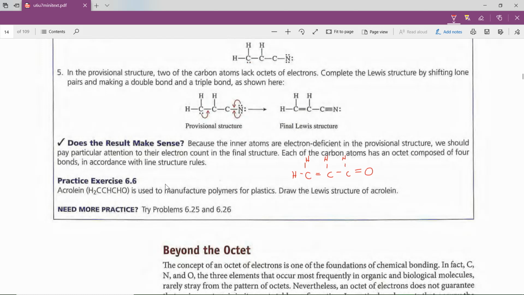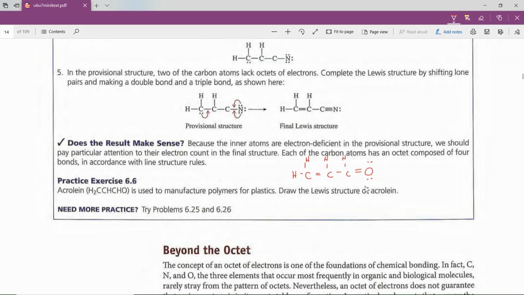Let's count how many valence electrons there are. Carbon: 4, 8, 12. Hydrogen: 1, 2, 4, so 16. Oxygen is 6, so 22. Then 2, 4, 6, 8, 10, 12, 14, 16, 18. Oh, see, I haven't finished. I've got to put the 2 lone pairs of electrons, 4 lone pair electrons, or 2 lone pairs of electrons, right? Be careful about that, onto acrolein.